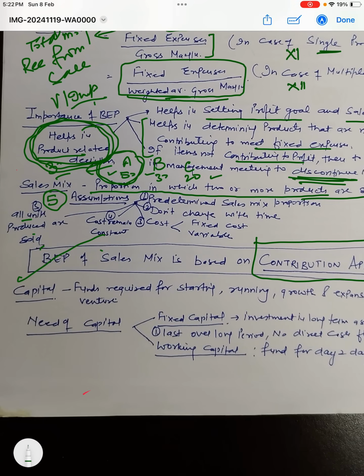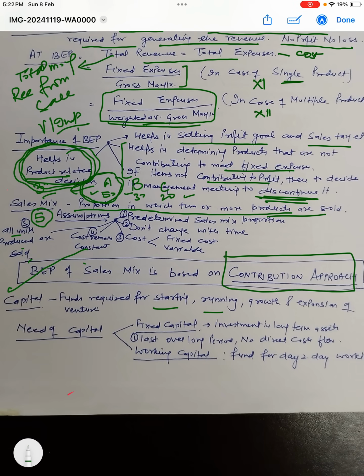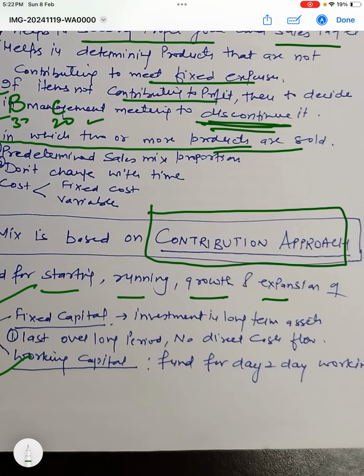Now let's come to the next part, that is capital. What is capital? The funds required for starting, running, growth and expansion of the venture are called capital. When you start a business, you need two types of capital: fixed capital and working capital. Fixed capital is the capital invested in long term assets, fixed assets, which I will keep using for a long period of time, like plant and machinery, furniture and fixtures.